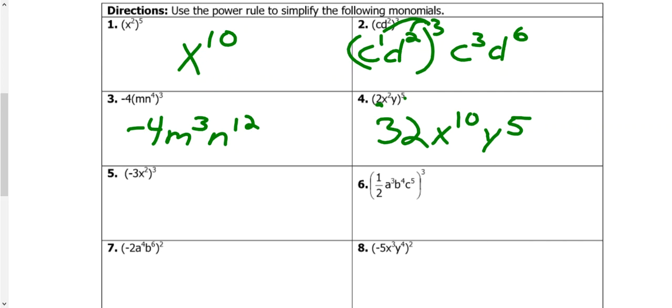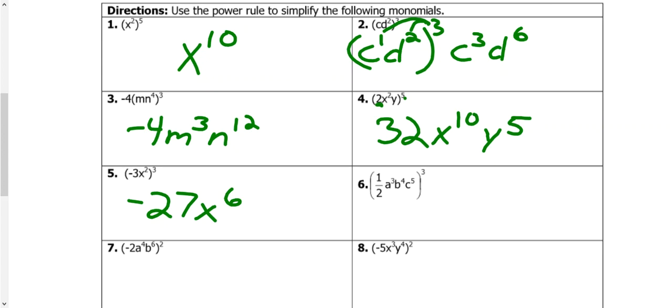Number 5, same thing. We're going to apply that 3rd power to the -3. Think about this. If you're going to multiply a negative number 3 times, that's going to make it negative, because a negative times a negative would be a positive, times a 3rd number that's negative would give us negative. So -3 to the 3rd power is -27. Then we have x squared to the 3rd power. That gives us x to the 6th.